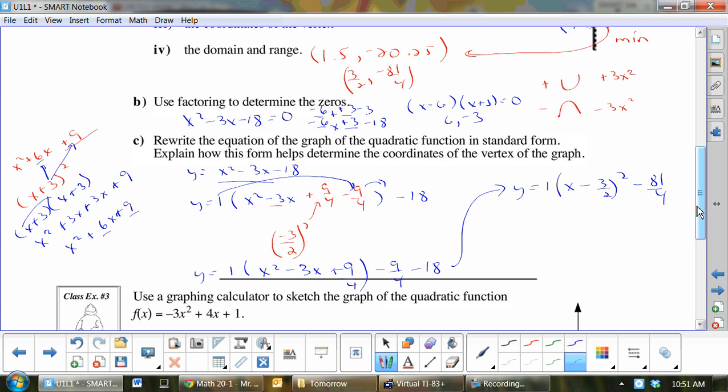And remember, the vertex is supposed to be PQ. P is the number after the minus sign, does not include the minus sign. Q is this entire number. So my vertex is 3 over 2, comma, negative 81 over 4, just like I got by using my graphing calculator.